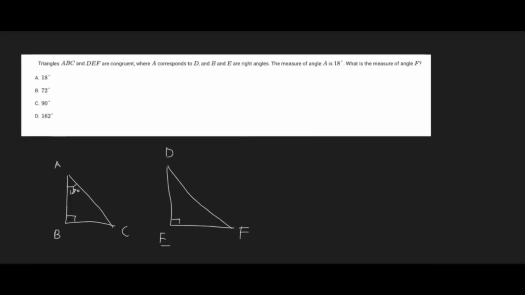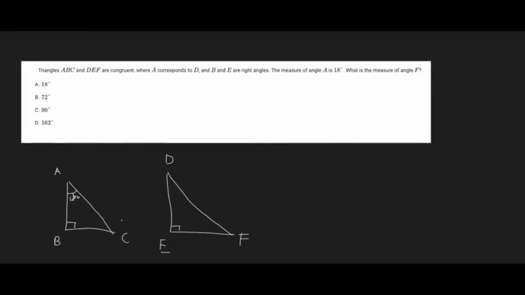Boom. All right, so here's the thing, right? We know that right angles are 90 degrees. So angle B is going to be 90 degrees. And so they want us to find the measure of angle F, and angle F is in the other triangle. But since we know they're congruent triangles, we know that their corresponding angles are going to be the same, right? Not only are they similar in terms of side lengths, but they're also going to have the same angle measures.